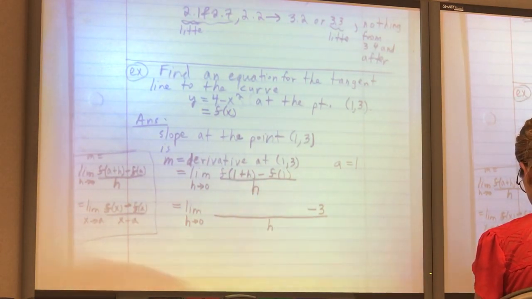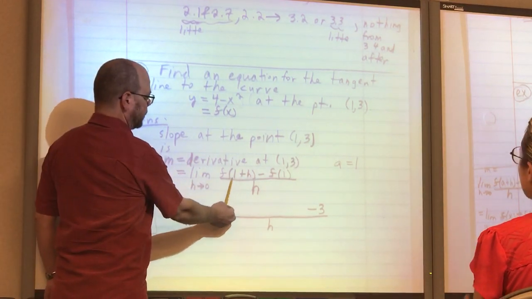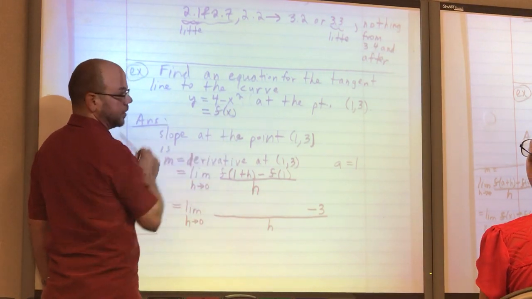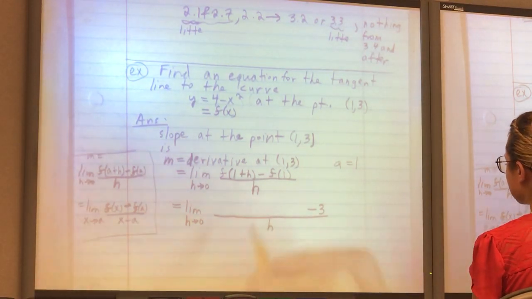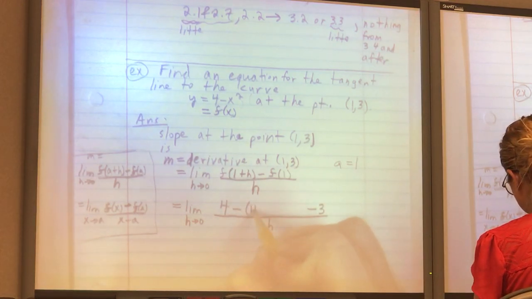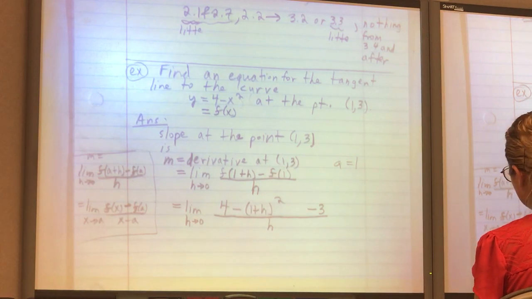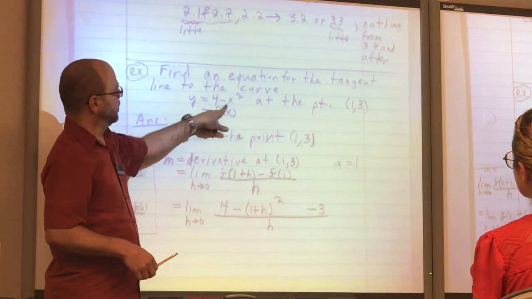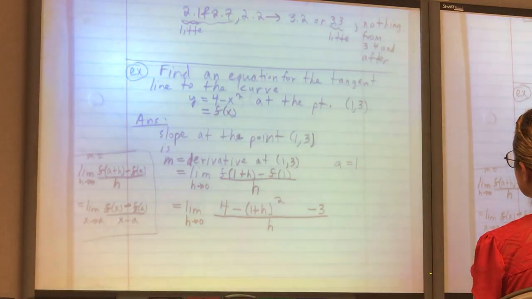Now we worry about f of 1 plus h. Remember, like we talked about before, wherever you see an x, you're going to put 1 plus h. And that x is squared, so that means that the 1 plus h part has to be squared. Remember, this is all algebra. We are not doing any calculus yet. So I have 4 minus the quantity 1 plus h squared. This is f of 1 plus h. And then I have the minus 3, which is the f of 1, and then everything divided by h.